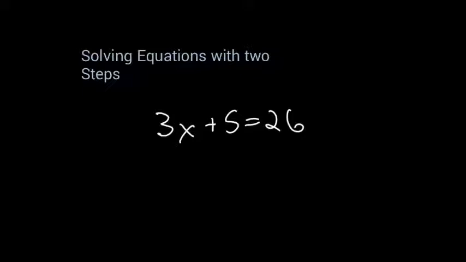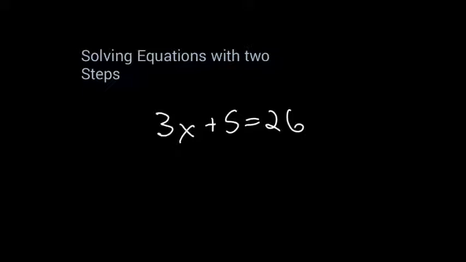Alright, let's solve equations with two steps. When you're working with equations, you have to think of order of operations backwards, because we already know the answer. So in this equation we have 3x plus 5 equals 26. We know the answer is 26, so we have to work backwards to find what it is we started with.